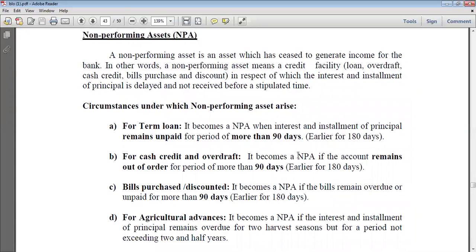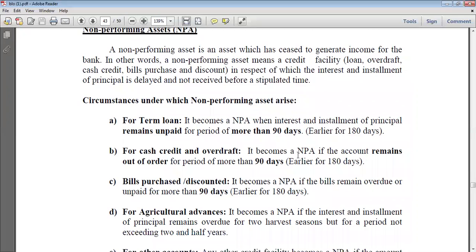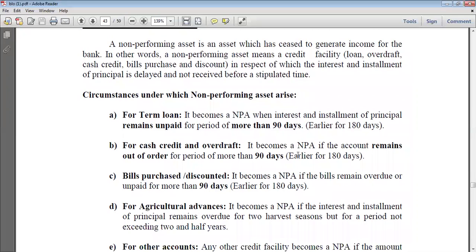Now, the circumstances under which non-performing assets arise. What are the major circumstances? For the term loan, it becomes an NPA when interest and installment of principal remains unpaid for more than 90 days. Earlier it was 180 days, now it is more than 90 days.